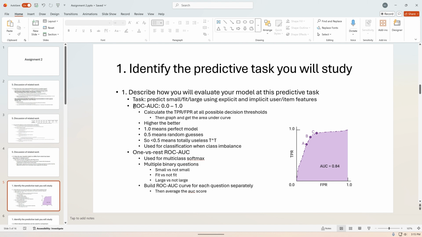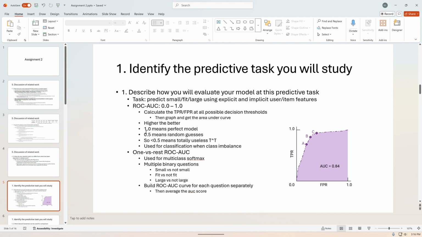So we will use ROC-AUC to evaluate the models, and this ranges from 0 to 1. How you get it is you calculate the true positive rate and false positive rate at all possible decision thresholds, and then you graph it and calculate the area under the curve. So the higher is better. 1 means perfect model, and 0.5 means random guesses. If your AUC is less than 0.5, that means your model is totally useless.